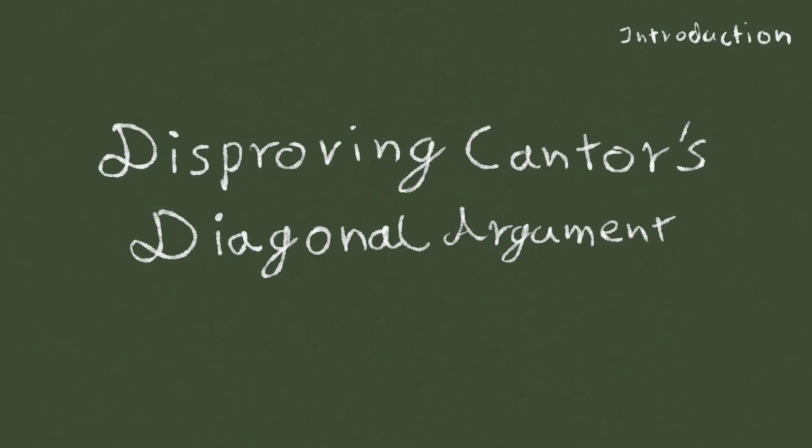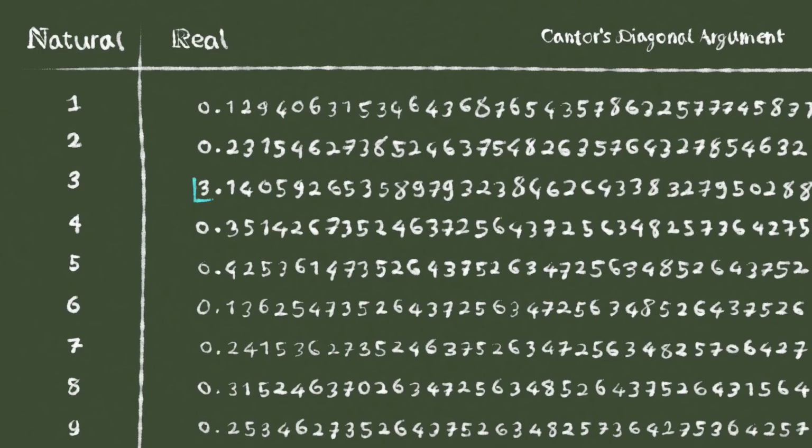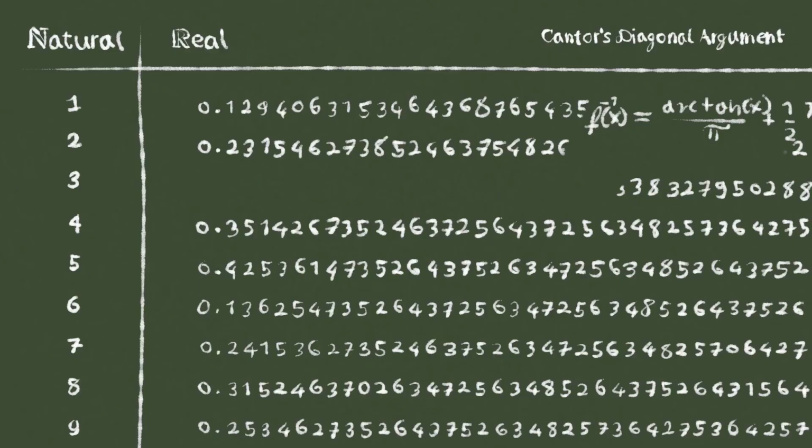In this short video, I will be disproving Cantor's diagonal argument. First, a quick refresher on the argument and what it really entails. It being a proof by contradiction starts by assuming that there is a bijection between the natural and real numbers, though for simplicity will the latter set only be comprised of the elements which are between 0 and 1.